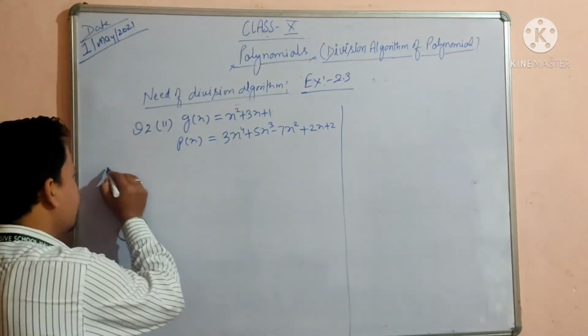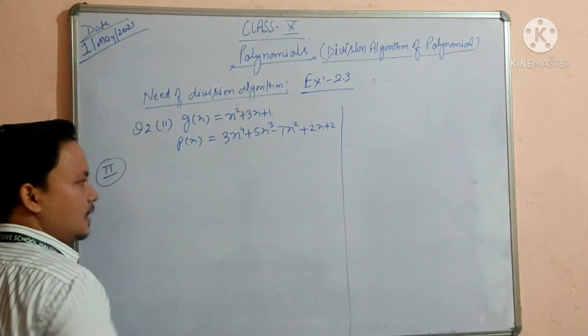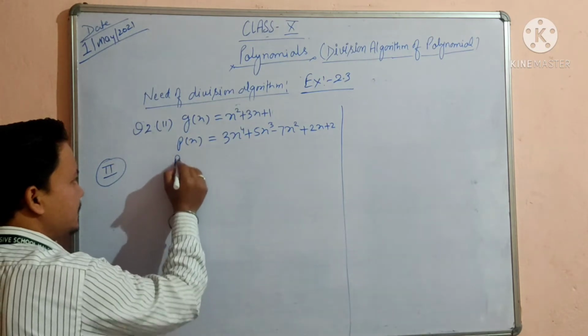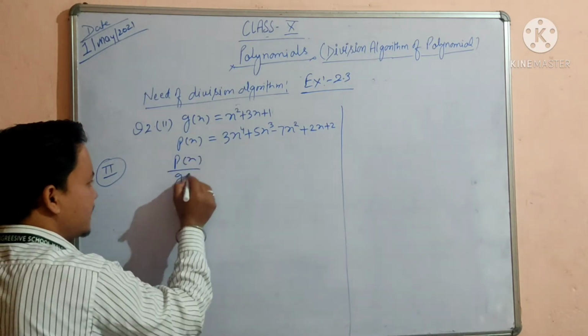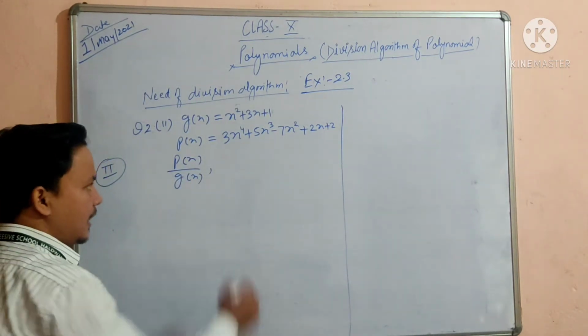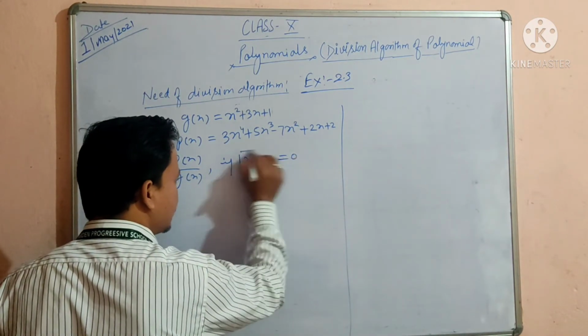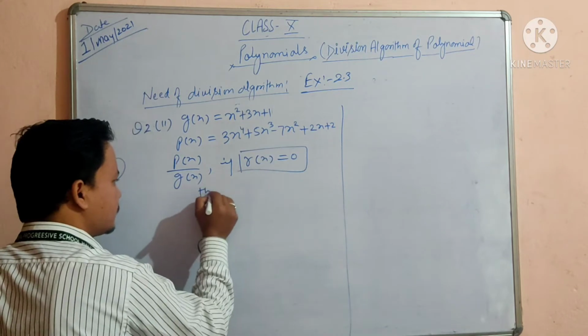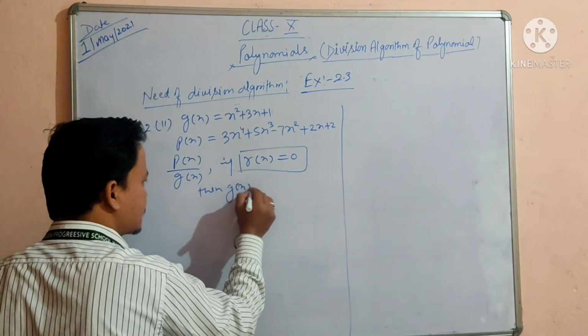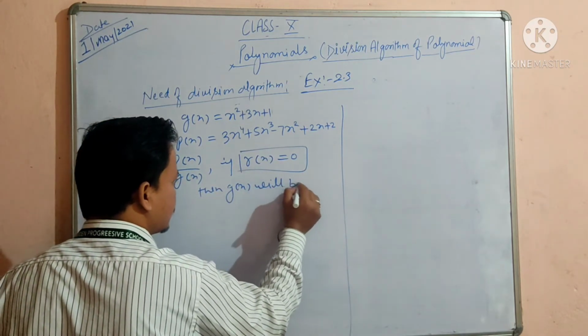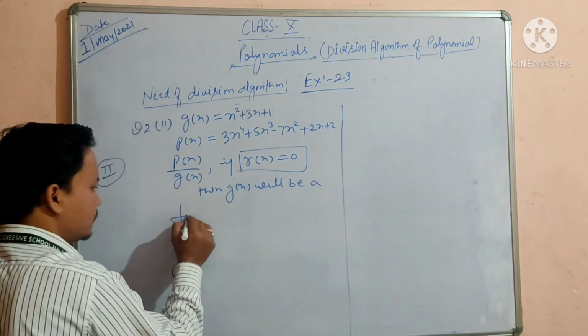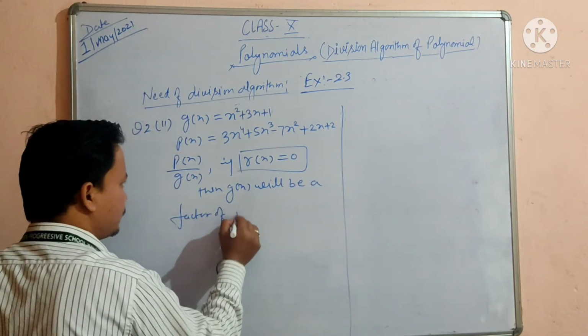Now we are applying the second method here. Okay, in the second method we will divide px by gx. Okay, and if the remainder is 0, then gx will be a factor of px.